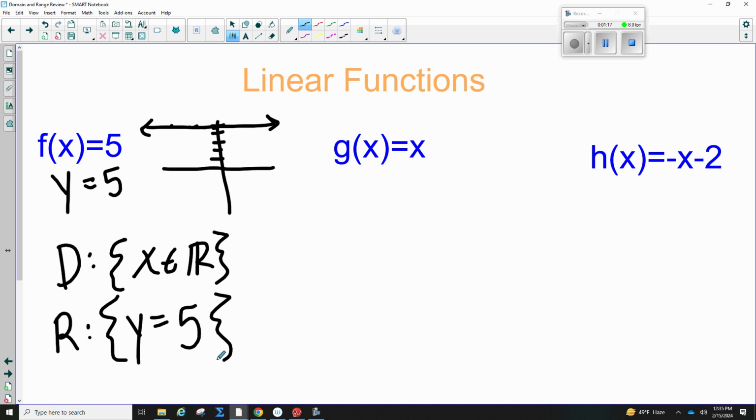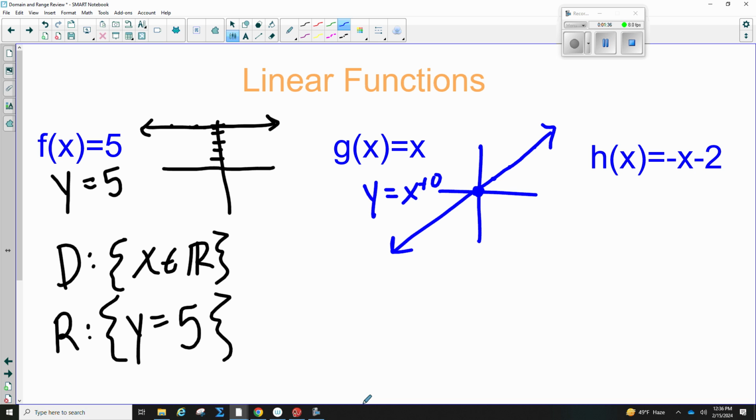All right, for this next one, g of x equals x. This really just means y equals x, okay? If you were to graph it, that's plus 0, right? The y-intercept is 0. You're going up 1, right 1, up 1, right 1, up 1, right 1, and you would draw this lovely line. Everyone, what is the domain? Great job, everyone.